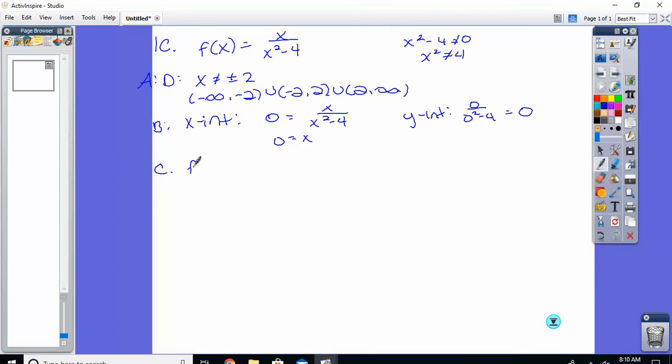C, symmetry, we plug in a negative for our x. If we get the original back, that means it's symmetric to the y-axis. If we get the exact opposite, that means it is symmetric to the origin. So if I put this in, a negative squared is positive. So is this the same as what we started with? No. Is that the exact opposite of what we started with? Yeah, it's like taking the original times negative 1. So it is the exact opposite. So this is symmetric to the origin.